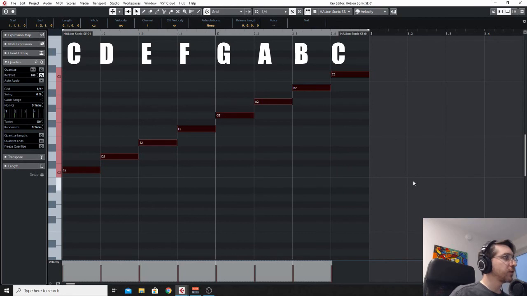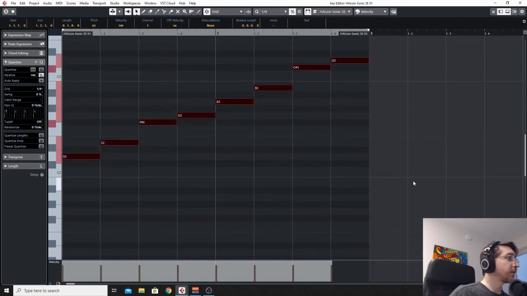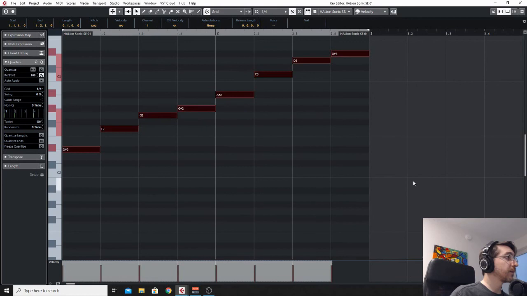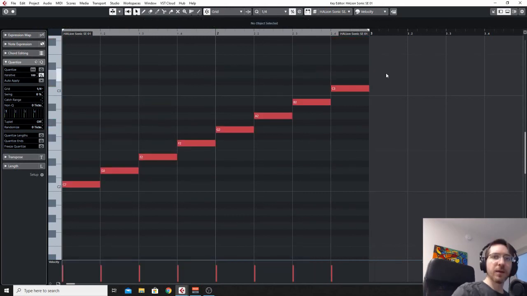If we shift the root either up or down, like for example here we have the B major scale, here we have the D major scale, the F sharp major scale. So the structure remains the same, but the root note is different. We can also change the inner structure to get a different scale.